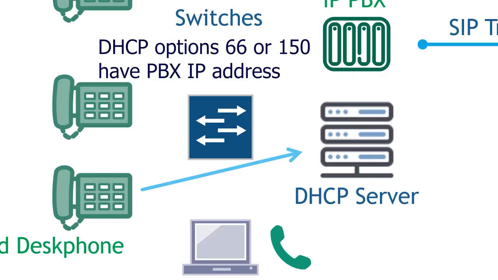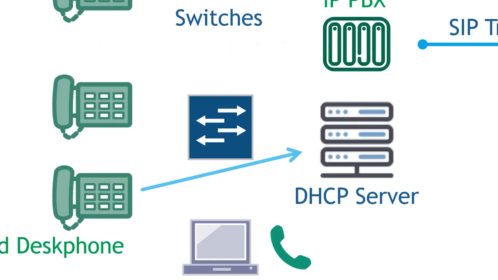In addition to the IP address, the DHCP server gives the phone a TFTP server address, which is often the PBX itself, where it can download a configuration file. This file contains all the other information the phone needs.